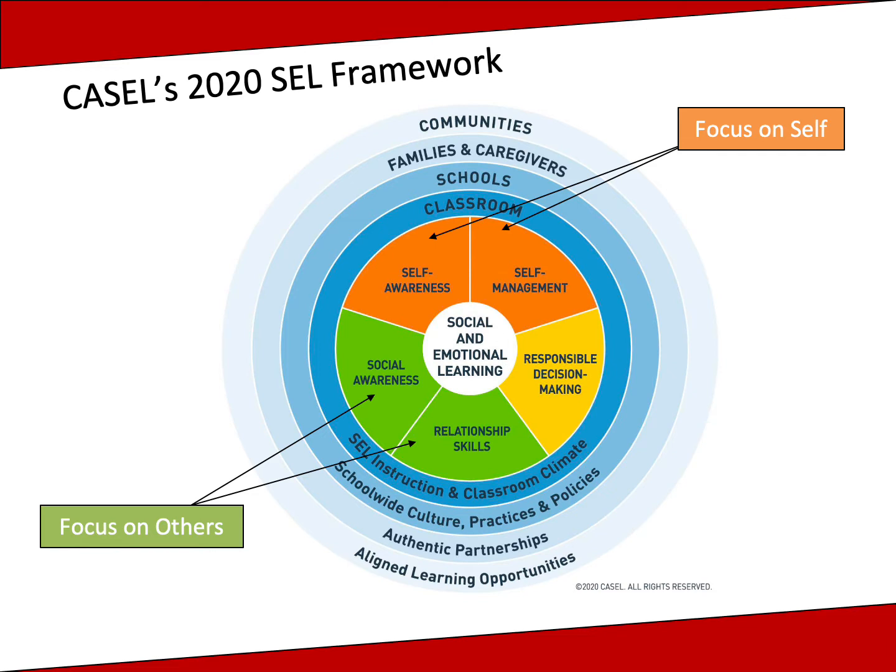In orange, self-awareness and self-management focus on self. In green, social awareness and relationship skills focus on others. And in yellow, there's responsible decision-making. These 5 components are important in the classroom, but also have a ripple effect through the entire school. They reach home to support families, and then across communities.